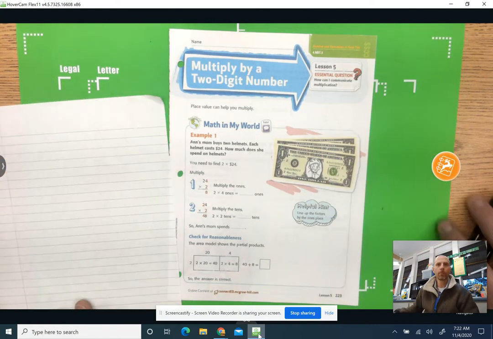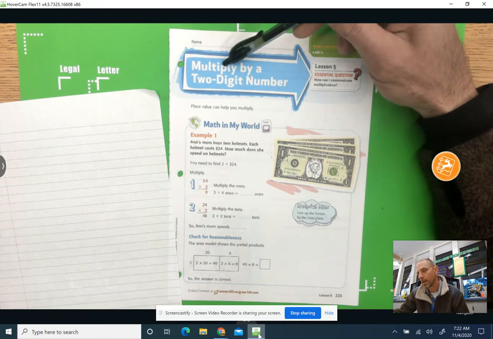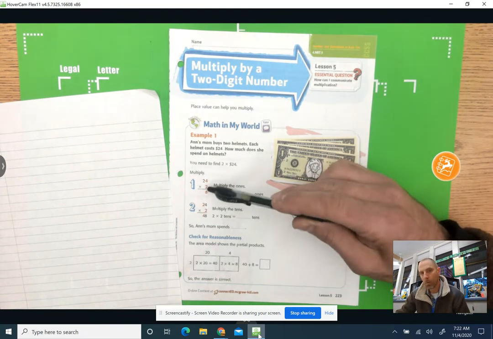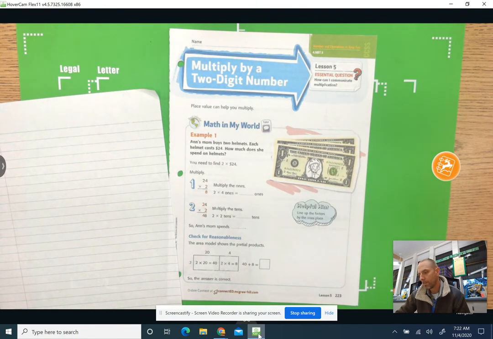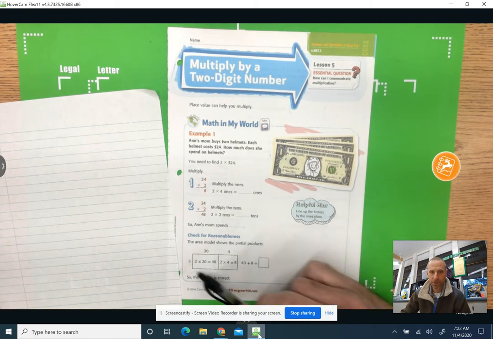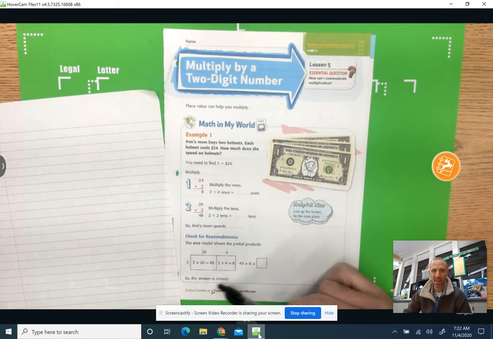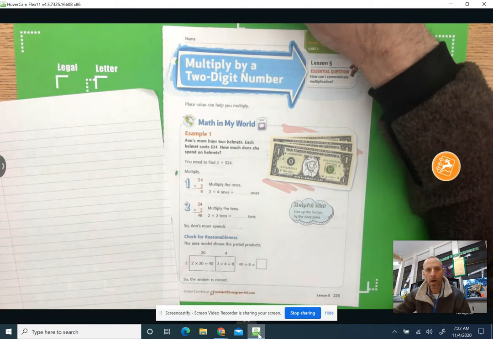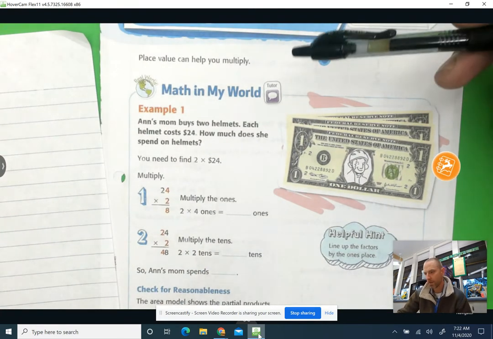Today is chapter 4, lesson 5, and we're going to be multiplying a one-digit number by a two-digit number, and we are going to be only drawing models to check to see if our answer is reasonable. Does it make sense? Okay.